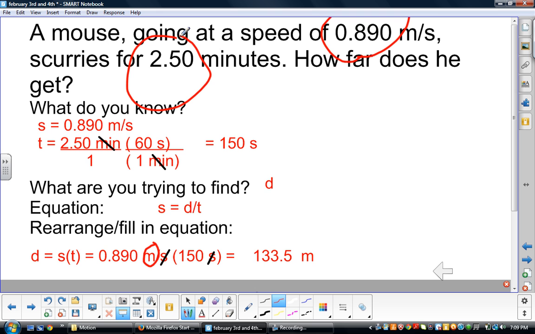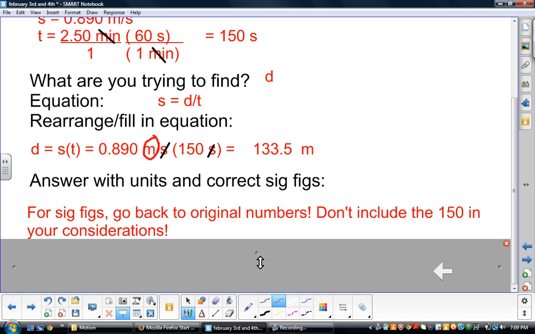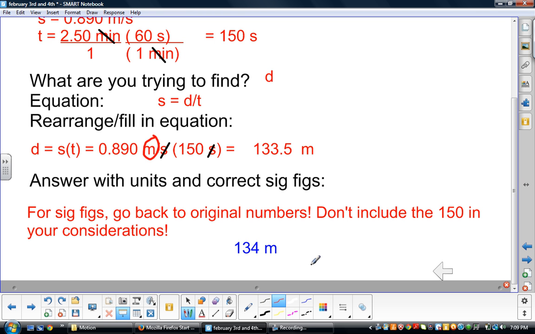What if one of them had 2 and one of them had 3? Well, then we would have been limited to 2. But they both have 3, so our answer should be written with 3 significant figures, which is 134 meters. Why 134? The 5 makes the 3 round up to a 4. So here is our answer.